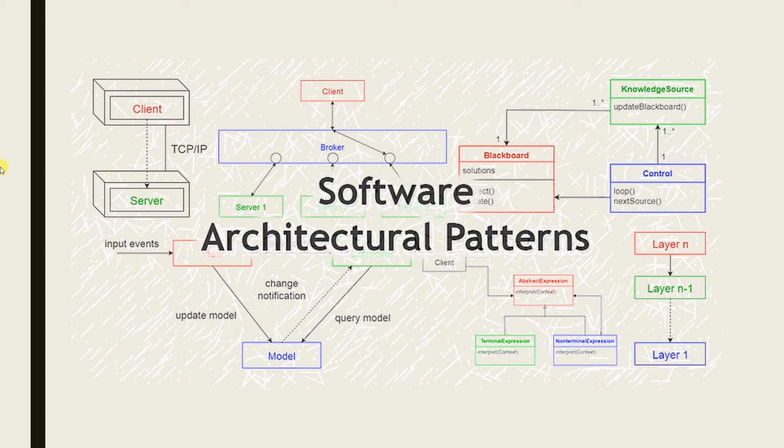And the definition of the architectural pattern, in this case, is a general reusable solution to a commonly occurring problem in software architecture within a given context. Architectural patterns are similar to software design patterns, but have a broader scope.